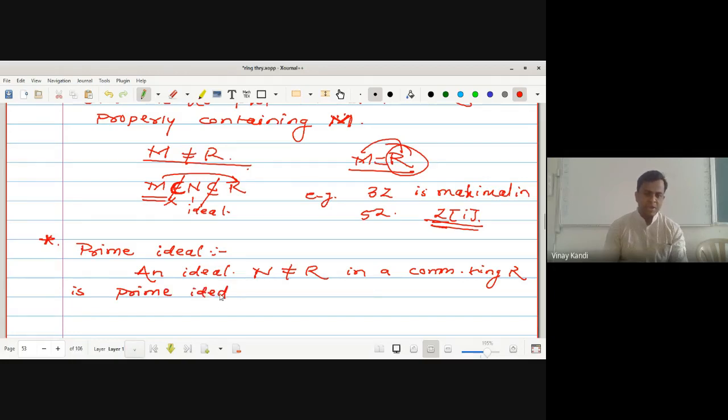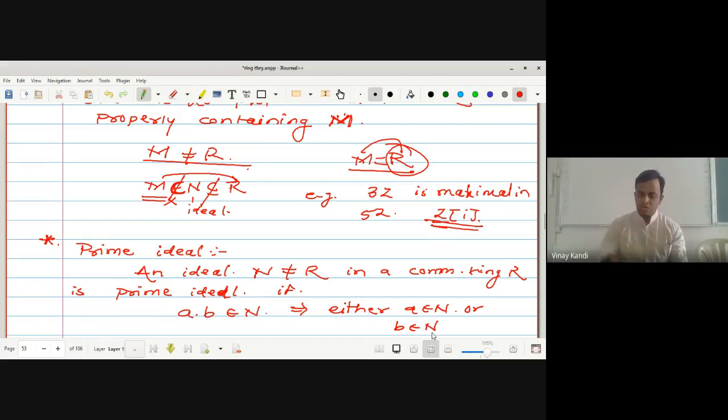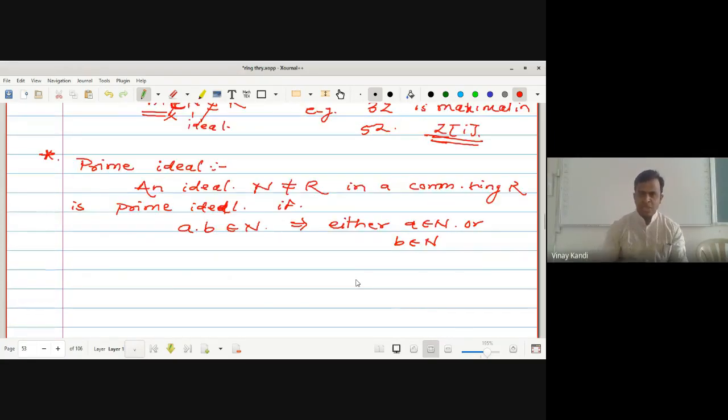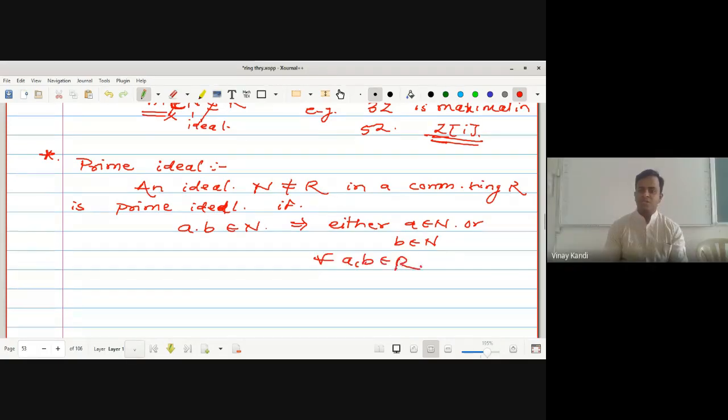ओके, या n ला प्राइम आयडियल कधी म्हणायचं? n is prime ideal if a into b belongs to n, जर दोघांचा प्रोडक्ट जर n मध्ये जात असेल, it implies either a belongs to n or b belongs to n. इतकीच आहे का डेफिनेशन? n not equal to R, a, b belongs to R. ओके, प्रत्येक a b साठी.